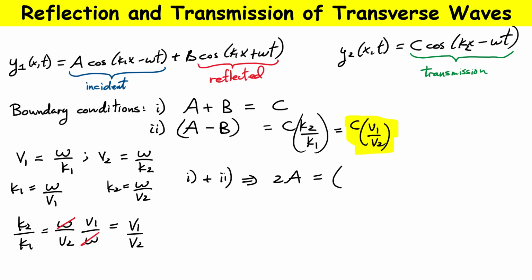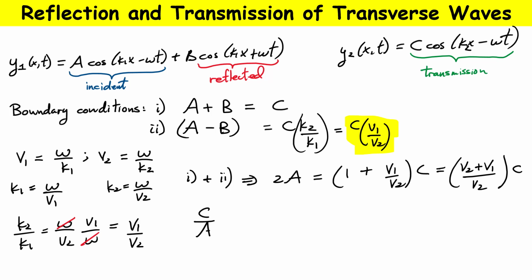And on the right-hand side, if I factor out a c, I'm going to get 1 plus v1 over v2, multiplied by c. All right, what I want to do now is just put this on a common denominator. So if I bring a v2 over here, I'm going to get (v2 plus v1) over v2, multiplied by c. Like I said before, the goal was to get the ratio c over a. That's the transmitted to the incident amplitudes. You simply bring v2 on the other side, you get 2 times v2 over the sum of the velocities, v1 plus v2. All right, this is our first equation, written in terms of the velocities.